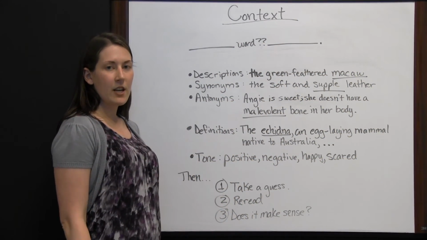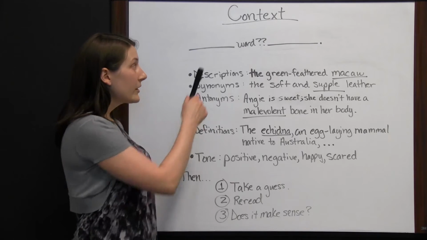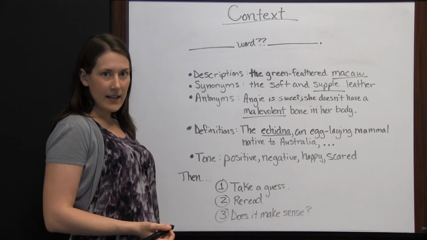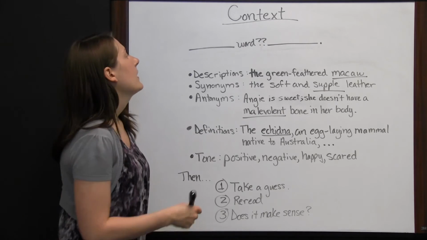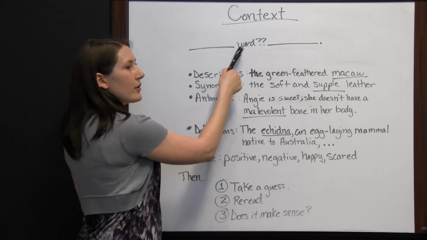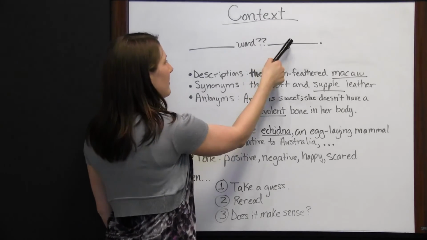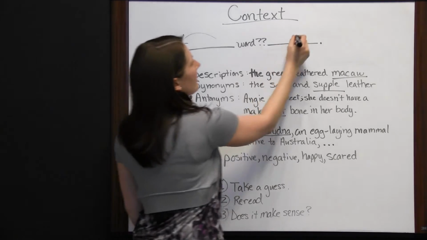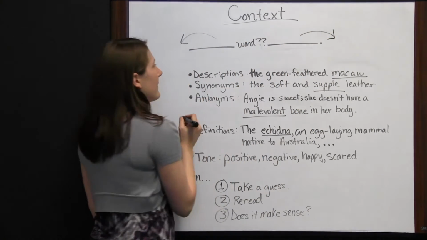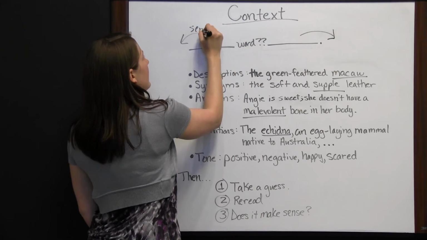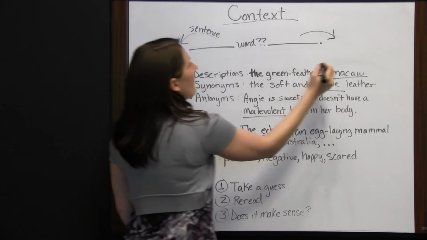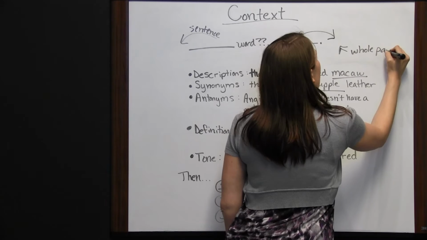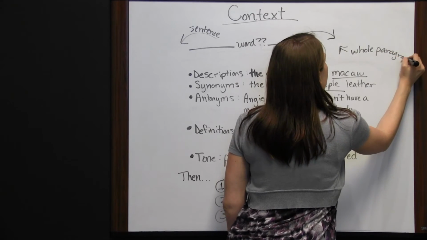Context. Sometimes when you're reading and you come across a word that you don't know, you can use context clues to make an educated guess as to what the word means. Now, when you're looking at the word you don't know, you don't want to just look right before and after the word. You usually want to look at the sentence before and the sentence after. And sometimes you even have to look at the whole paragraph to get an idea of what that unfamiliar word means.